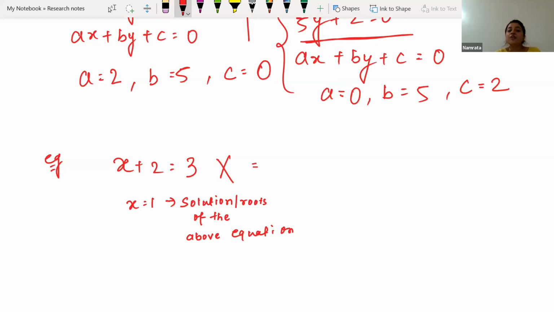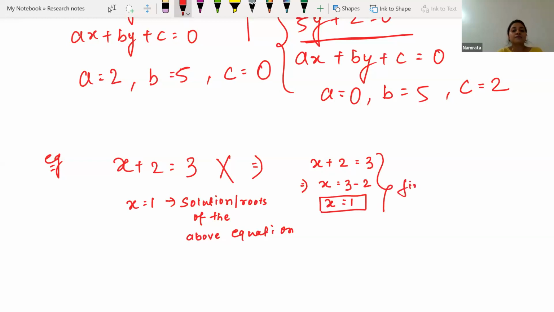In your previous class, you have learned a method to find the solution. When x plus 2 is equal to 3, then your teacher must have told you to isolate x. That means to keep x on one side and send 2 to the other side so that it will go and collaborate with 3, constant with constant, like terms, and then we can apply the mathematical operation 3 minus 2 is 1. So there is one value. This is how you have learned to find the solution, which is also called solving the equation.